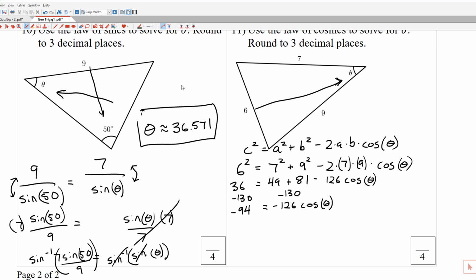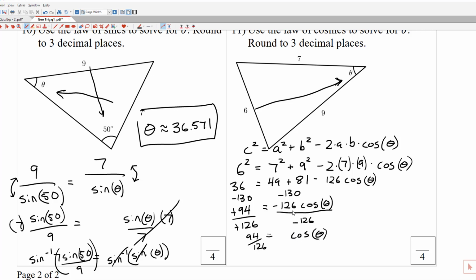94. I hope I'm right. If I'm wrong, please comment on it. You'll get extra credit. I love being wrong. Divide both sides by negative 126. On the left-hand side, negative divided by negative, those are gone. And then I have this gross fraction, which I will just leave as 94 divided by 126. Yes, you can divide the top and bottom by 2, but it doesn't get that much nicer. Right now we're left with 94 over 126 is equal to cosine of theta.